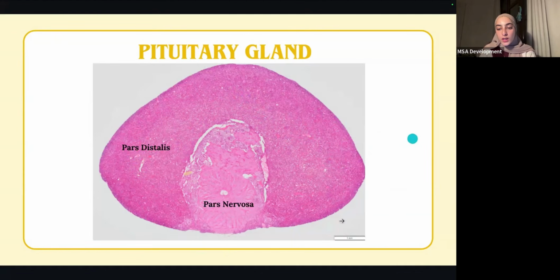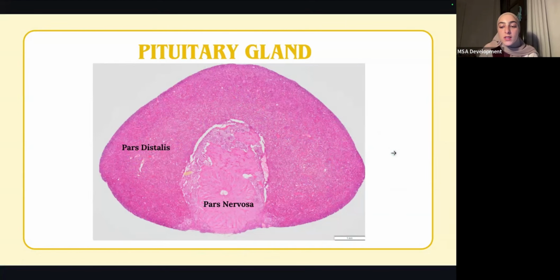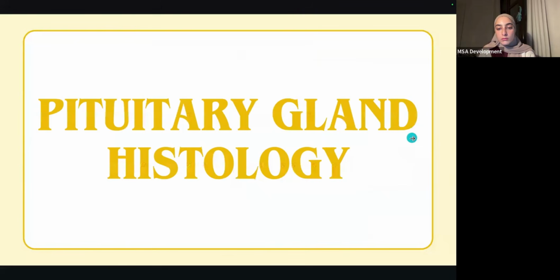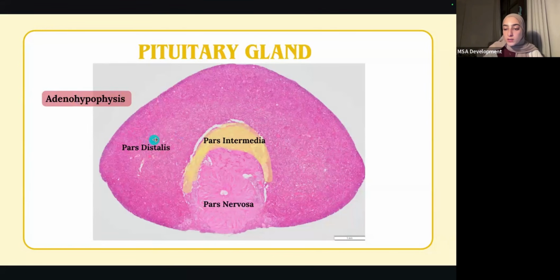This one is the pars nervosa, and from its name, nervous tissue, nervosa, this is the neurohypophysis, the posterior pituitary. And this part in yellow that I highlighted is called the pars intermedia. This is a part of the adenohypophysis, okay? So the pars distalis, which is darker. Why is it darker? Because it's more glandular, it has more cells, it's very cellular.